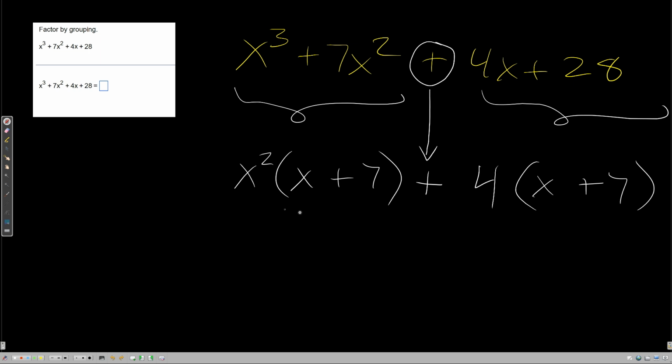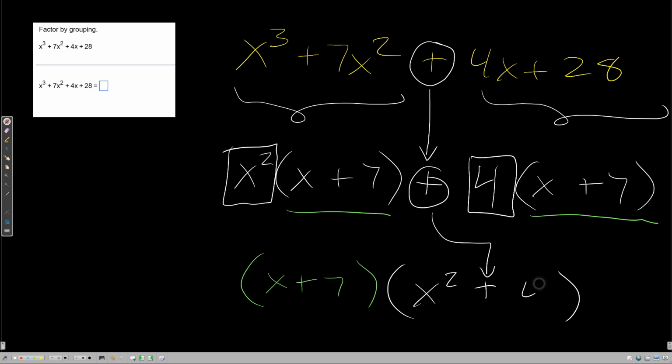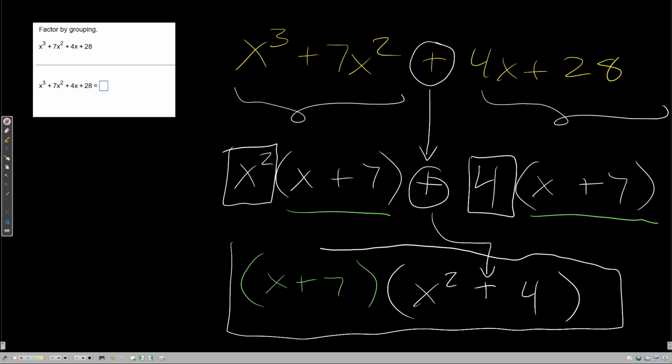Each of them has this x plus 7 in common, so the x plus 7 will factor out, and this plus sign is going to go right here. And what's going to be left over after factoring out the x plus 7? It's literally all the other symbols. X squared plus 4. And so the quantity x plus 7 times the quantity x squared plus 4, that's my answer.